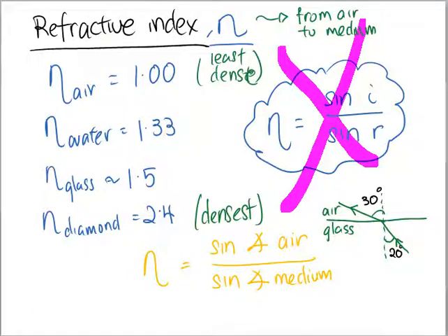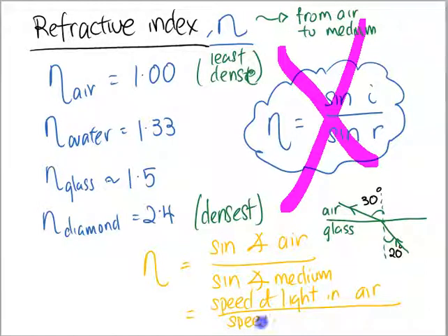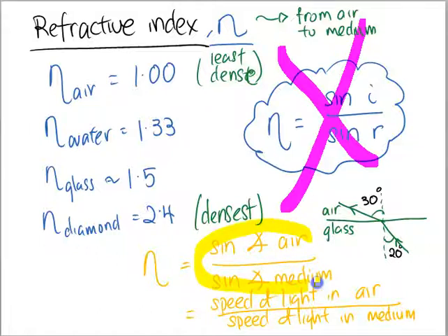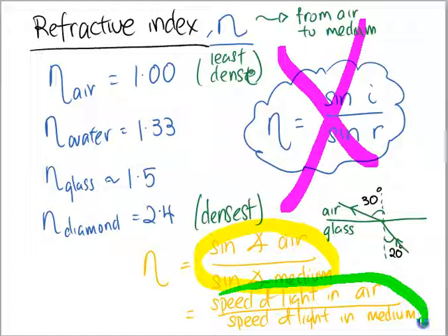Now, n also has a separate representation. It's also equal to the speed of light in air divided by the speed of light in the medium. So n is also equal to the speed of light in air divided by the speed of light in medium. Most of the time you will only use this. I say again, most of the time. Now sometimes you may need to use the other one.